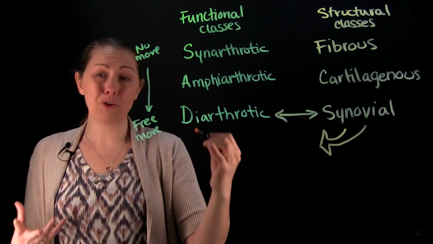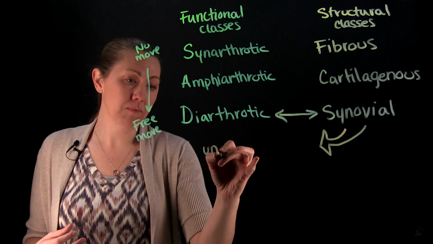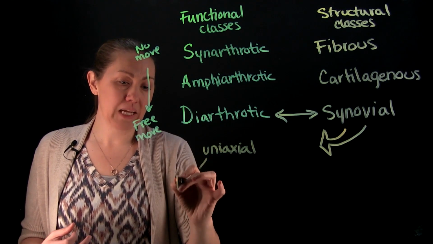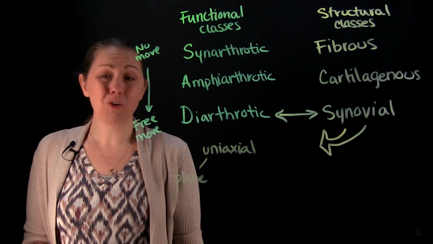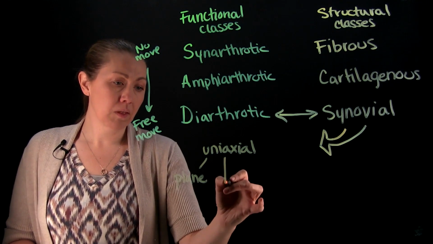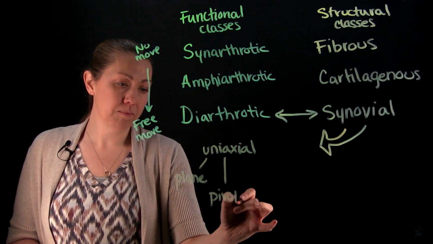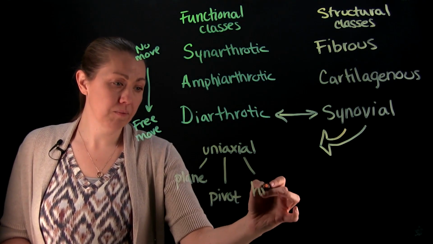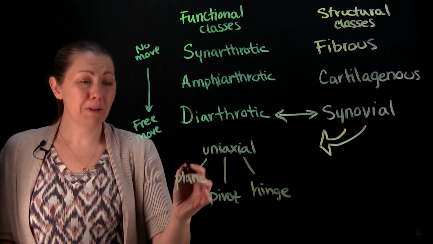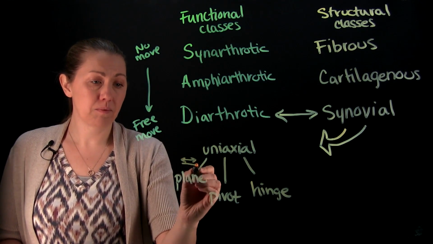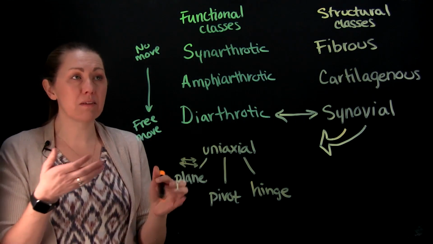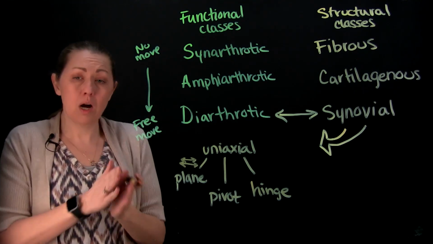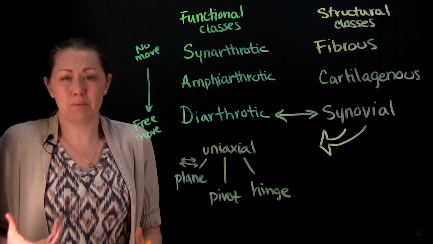So starting with the ones that are uniaxial, they work in only one plane. You would have a plane, which is also called a gliding joint. You would have a pivot joint, or you would have a hinge. So a plane would just slide back and forth. So these two surfaces are flat on flat. You would see this like the carpal bones in the wrist. So flat surface on a flat surface sliding. They're not going very far, but each individual one can add up to make some things happen.